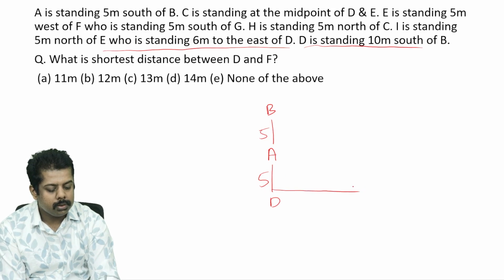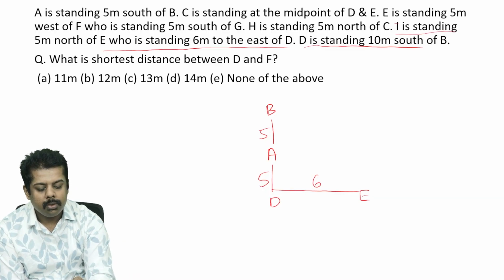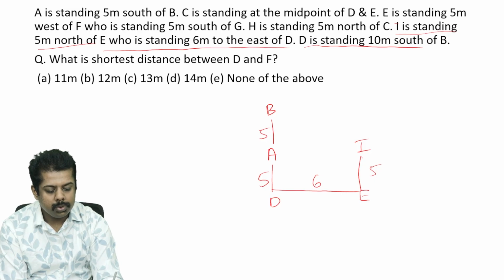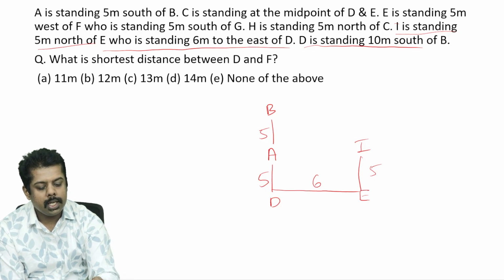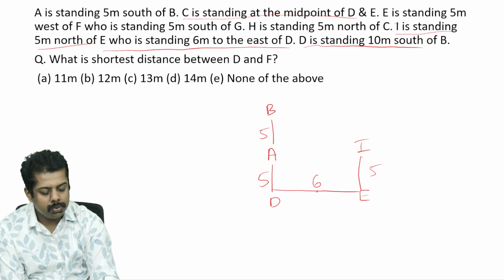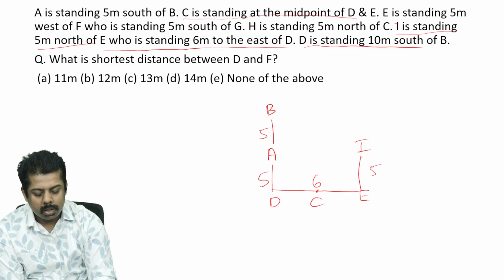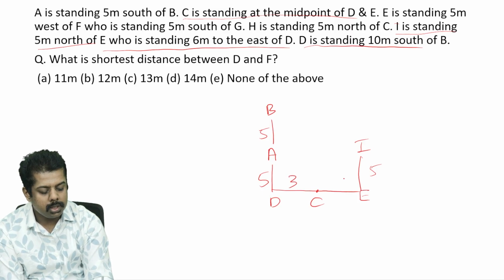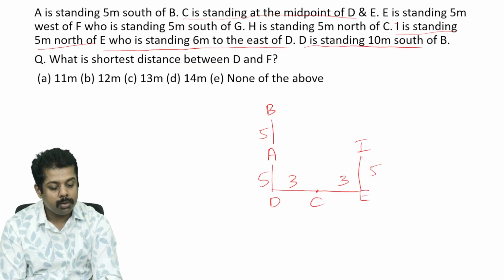Now E is standing 6 meters east of D, so that is okay. Now I is standing 5 meters north of it. Another point which we can take: C is standing at the midpoint of D and E. So we can fix C here and divide this distance as well. This is a total of 6, so if C is in the middle, we can break this distance as 3 and 3 each. Okay, so that is okay.